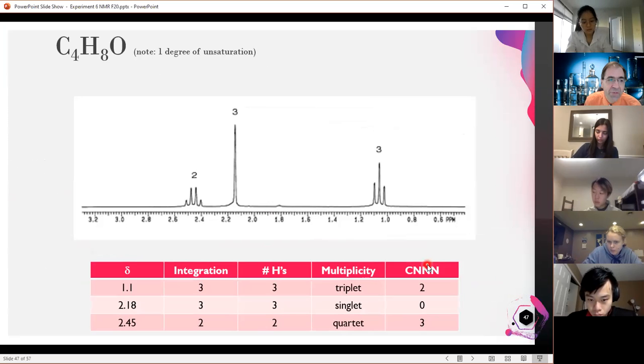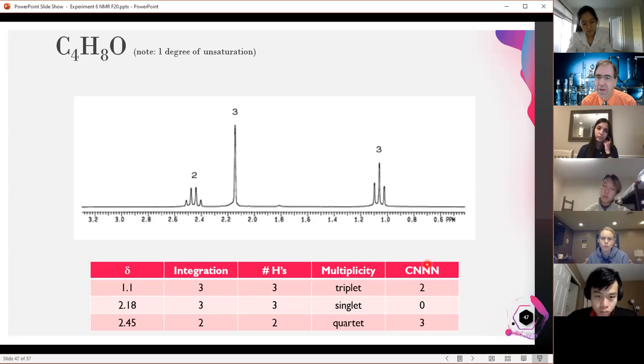So let's look at C4H8O. If you look at this molecule, we can do the calculation on unsaturations, and we find there's one degree of unsaturation. So we either have a double bond or we've got a ring. Then I fill out for each one of these. Okay, at 1.1, that's the middle of this. There's a peak that has an integration of 3, and it is a triplet.